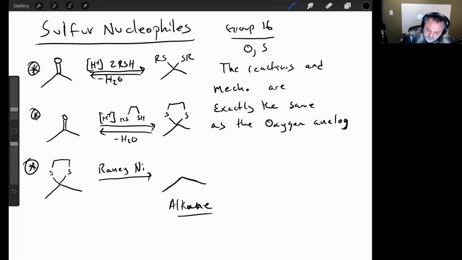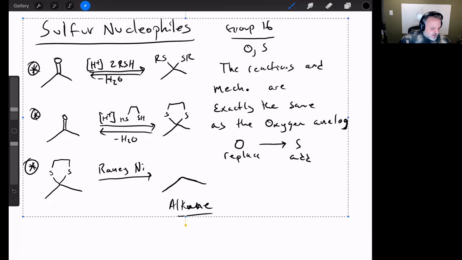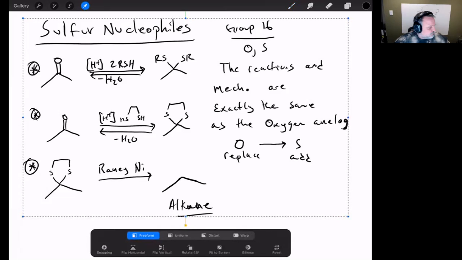All you're doing is replacing the oxygen with a sulfur atom. That's it. Everything else is exactly the same. Both the forward and reverse reactions for forming a thioacetal and the hydrolysis of a thioacetal: exact same steps, exact same mechanistic moves, just different atoms. So any questions about that?